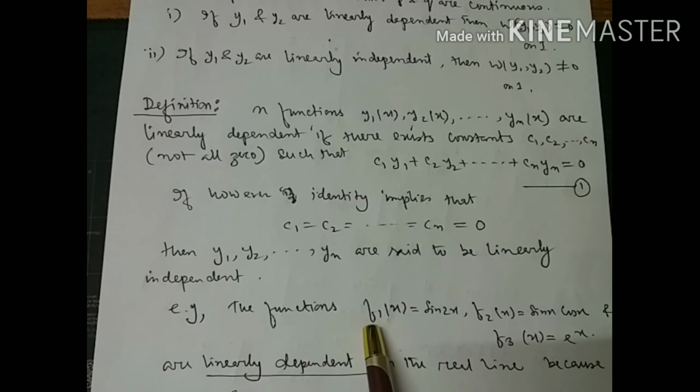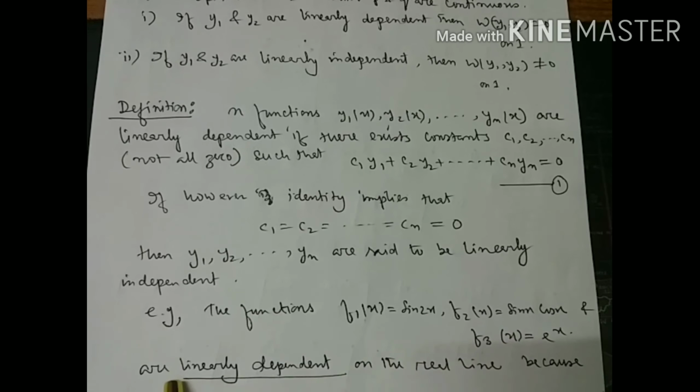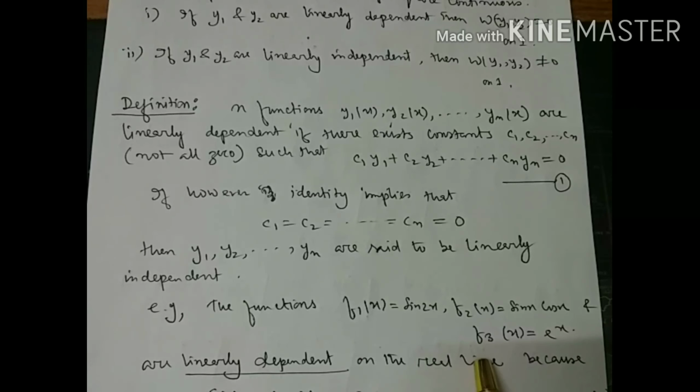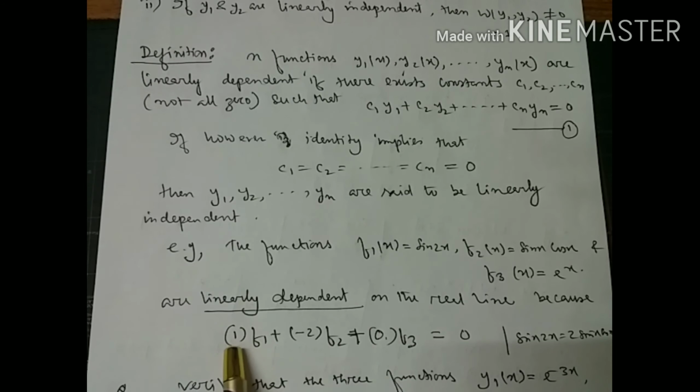Say we are taking three functions, f1(x) equal to sin 2x, f2(x) equal to sin x cos x, and f3(x) equal to e to the power x. We can make it linearly dependent. So they are linearly dependent on the real line, because we can make c1f1 + c2f2 + c3f3 equal to 0, but c1, c2, c3 are not all 0.